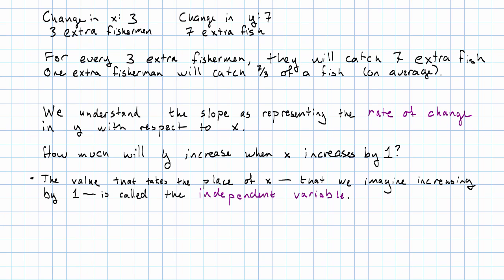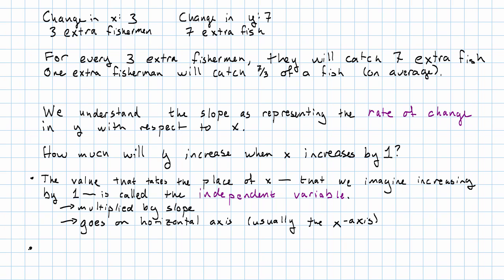The x variable, the one that we imagine having increased by 1, is called the independent variable. In particular, that is the variable that ends up multiplied by the slope. And if we graph the equation, the independent variable goes on the horizontal axis. That is, the axis that's usually the x-axis.